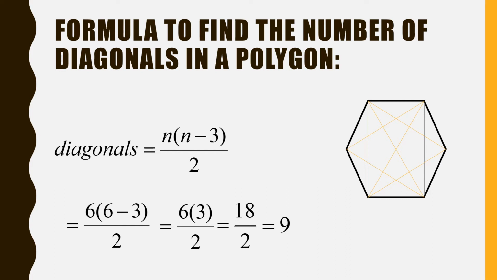So count ka natin. Tingnan natin, asan yung mga diagonals na yon. So you have 1, 2, 3, 4, 5, 6, 7, 8, 9. Alright, 9. Okay.